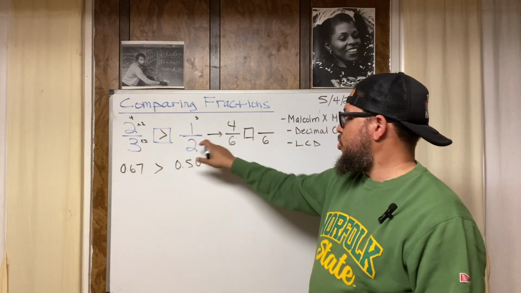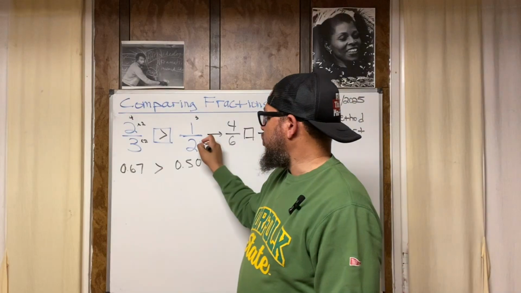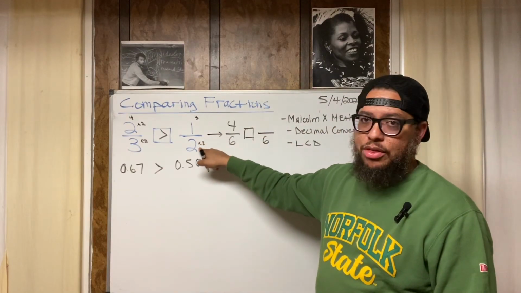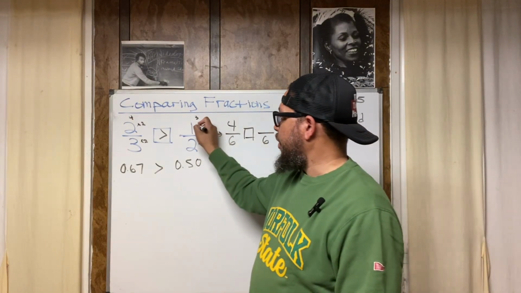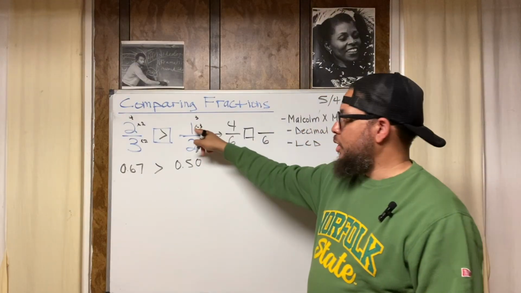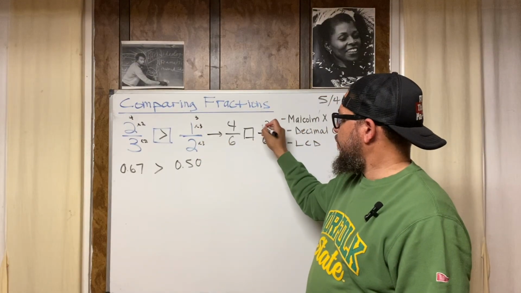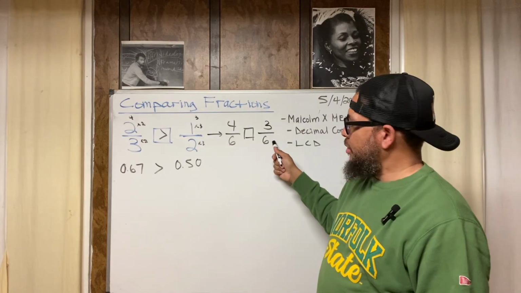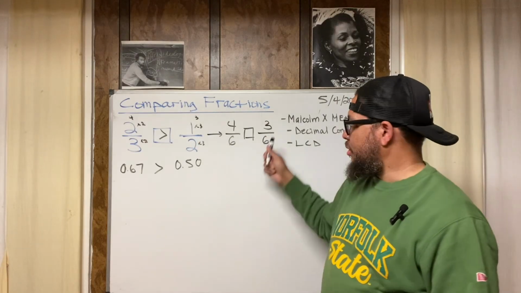Now, this 2 turned into a 6. How? By multiplying by 3, right? So if I multiply the bottom by 3, I got to multiply the top by 3. What's 1 times 3? 3. So 3 over 6. Now, this was 1/2. Isn't 3 half of 6? See how it makes sense? 3 is half of 6.